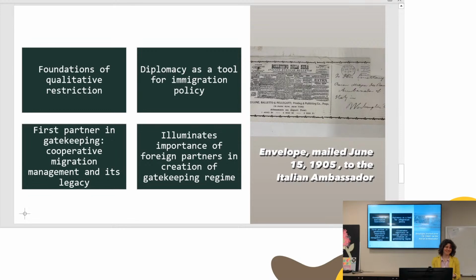What about this? And the US government is kind of trying to answer them. But they're trying to figure it out so they can explain to their citizens and be accurate about what's happening and who can come into the country. Okay, so we see those foundations really clearly. We also see diplomacy, right, as a tool for making immigration policy.